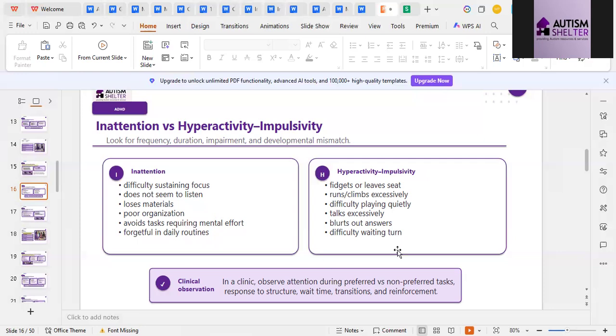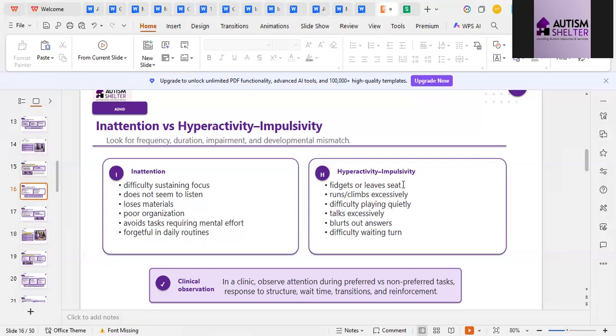Then there is hyperactivity or impulsivity: fidgets or leaves their seat. I have told you about fidgeting. What is fidgeting or leaving the seat? They move in a rush, with directionless movement. And they leave their seat, run or climb excessively, have difficulty playing quietly, talk excessively, and blurt out answers. They don't know whether the teacher is asking them or somebody else. They just get the question and answer it.